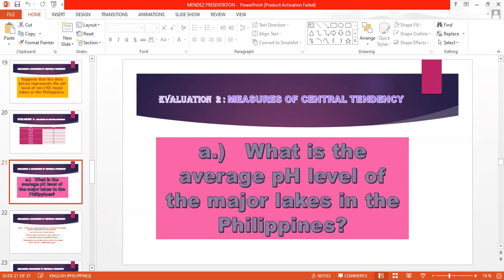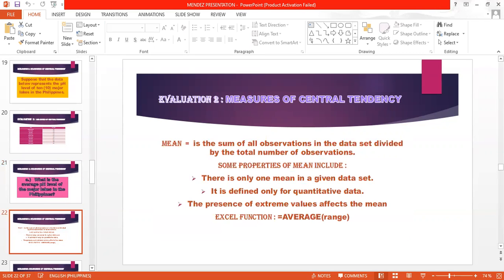To solve this problem, we need to learn and recognize the function of mean. Let's have a short discussion of mean. Mean is the sum of all observations in the dataset divided by the total number of observations, which means in manual computation, we are going to add all the given numbers, then divide by their quantity. Like for example, back to our table, we're going to add all of the pH levels, then divide by 10 because there are 10 quantities, and the result is what we call the mean.